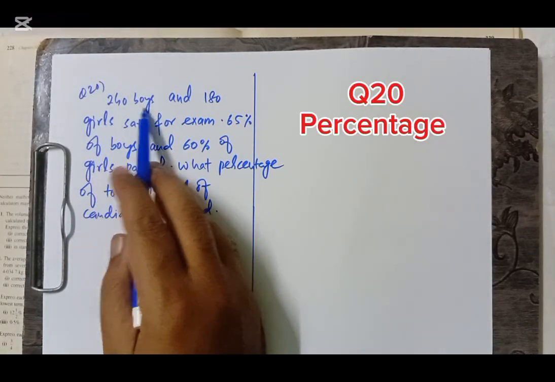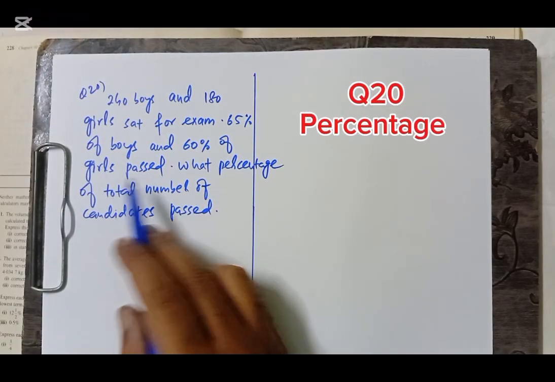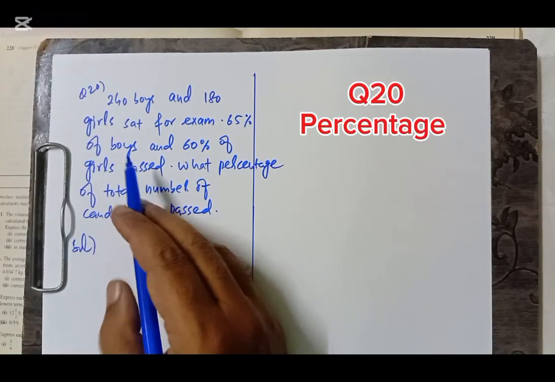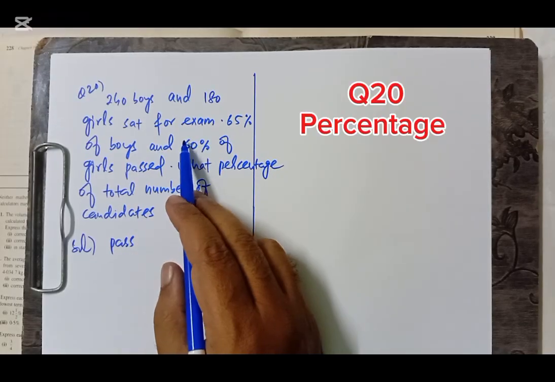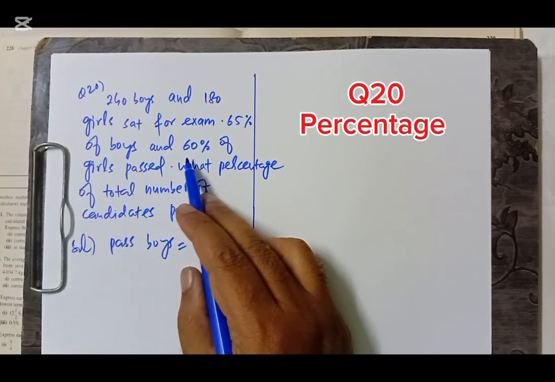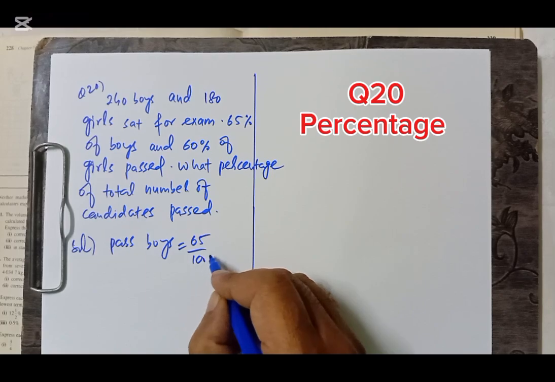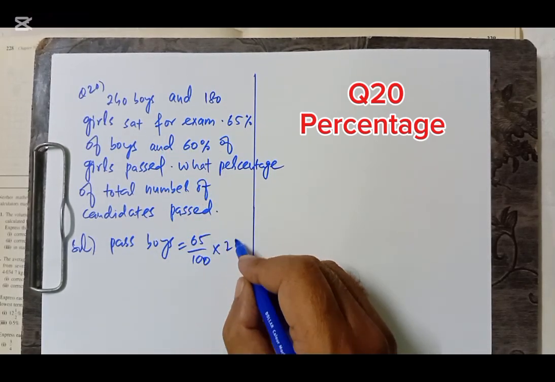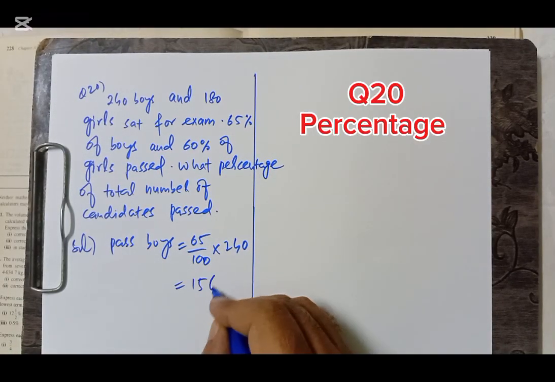Question number 20 says 240 boys and 180 girls sat for an exam. 65% of boys and 60% of girls passed. What percentage of the total number of candidates passed? So if we find passed boys, that is 65% of boys passed. So 65 upon 100 multiplied by total boys, we have 240. This is equal to 156.